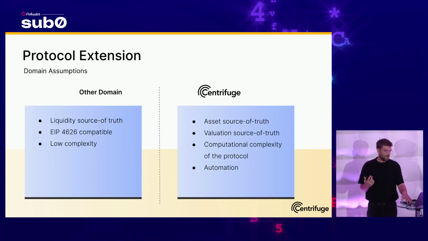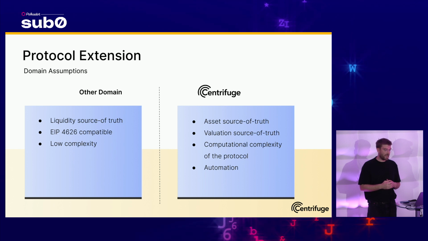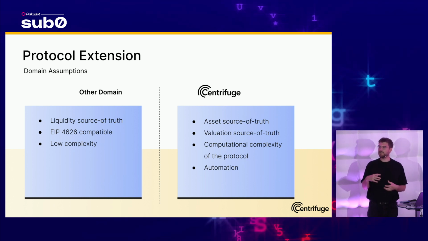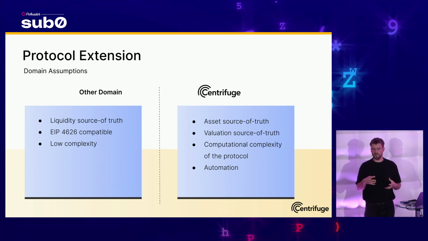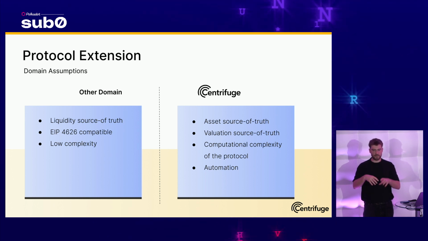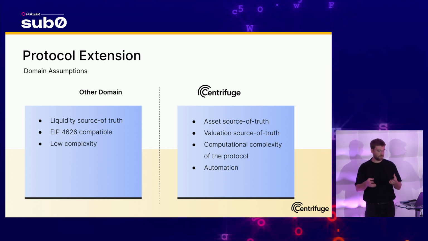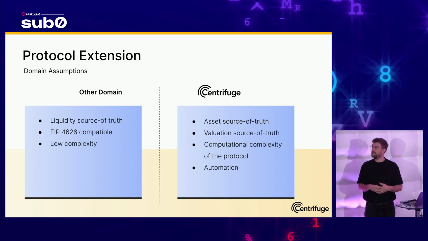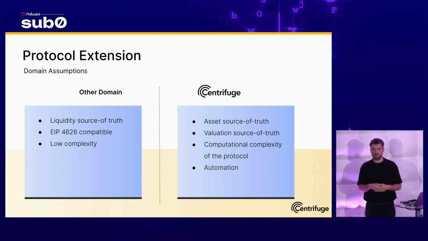Yeah. And the assumption that we had here was basically that the other domain for us is always the liquidity source of truth, because this is where the real token lies. They're not bundled all together, but on a per pool basis. The pools themselves are 4626 compatible, so they work with any other tokenized vaults.